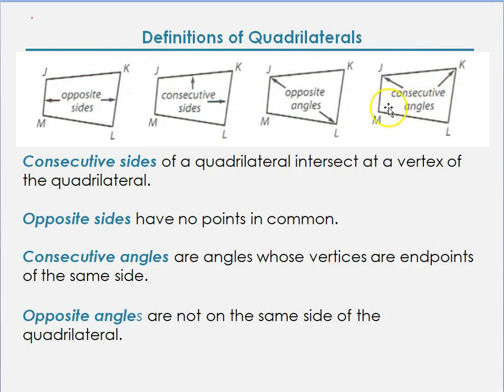And then last you have opposite angles, and these are the angles that are across from each other. They're not next to each other. So opposite angles would be J and L, and K and M.